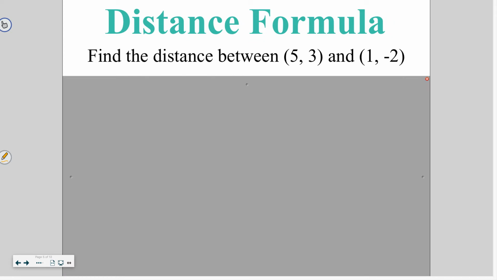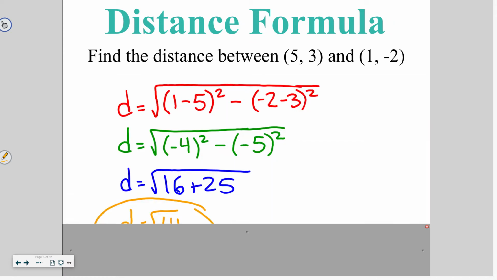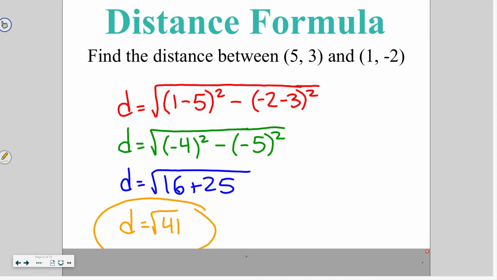Go ahead and try this one on your own. Plugging in the information that we know, simplifying that down, we end up with distance is equal to the square root of 41. That can't be simplified, so that is our final answer.